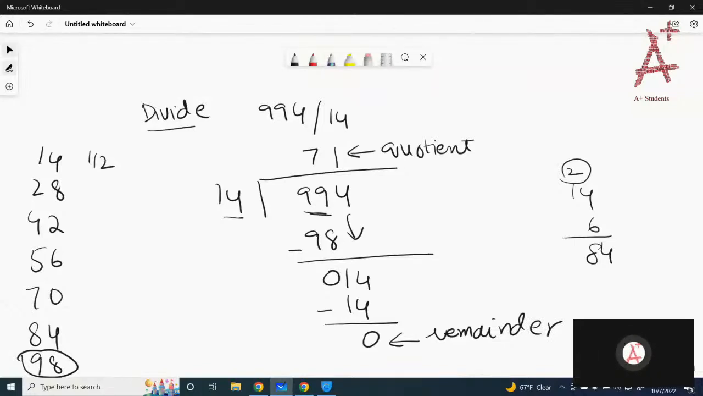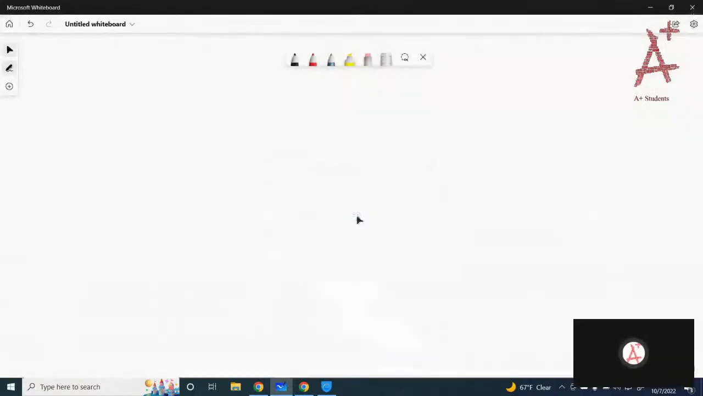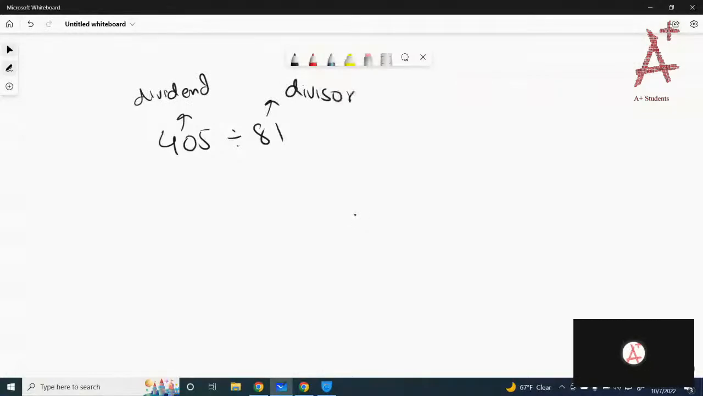Okay, let's click on the test button and do practice questions. The first one is 405 divided by 81. So 405 is the dividend and 81 is the divisor. Got it? Start dividing 405 by 81. We cannot divide because 40 is a smaller number than 81, so we have to take 405.